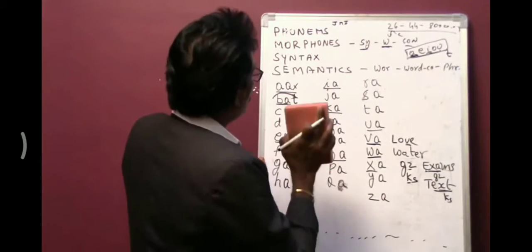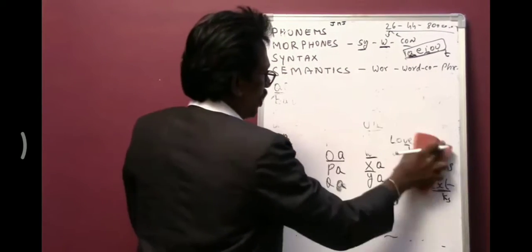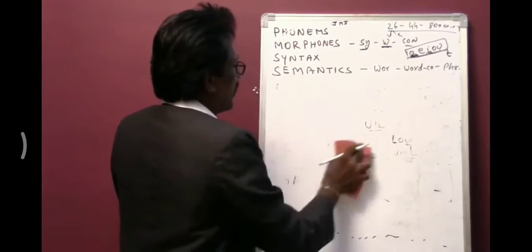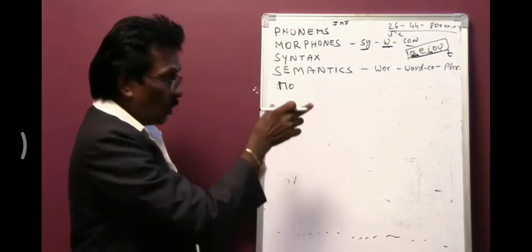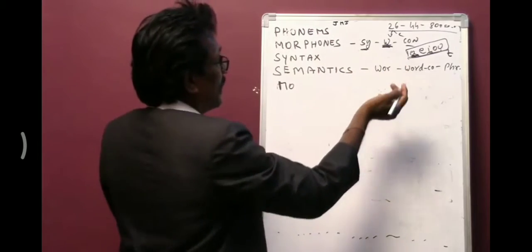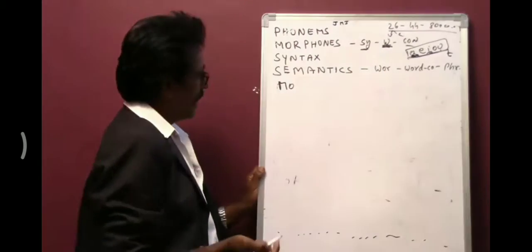Now, how many types of words are there? Words are 4 types. Monosyllabic words. So we learned about syllables and words. And how many types of words are there? I'll tell you.